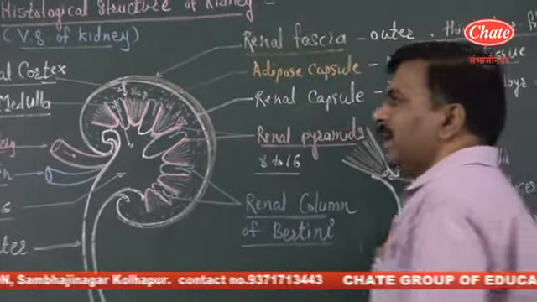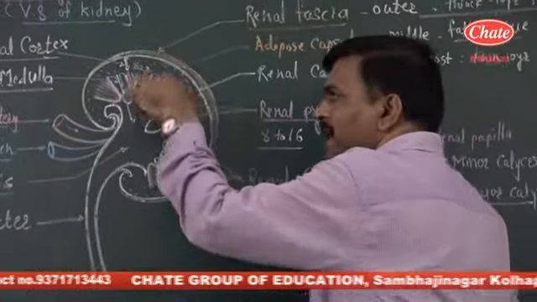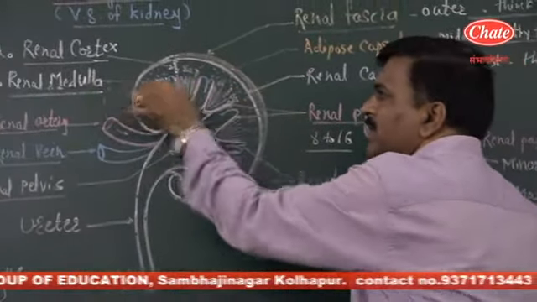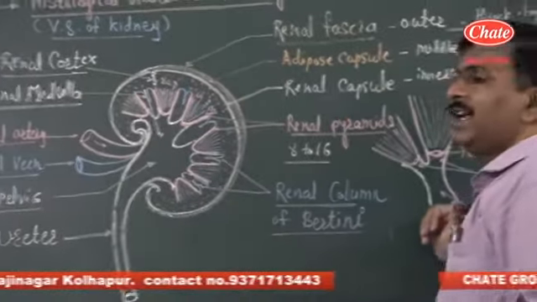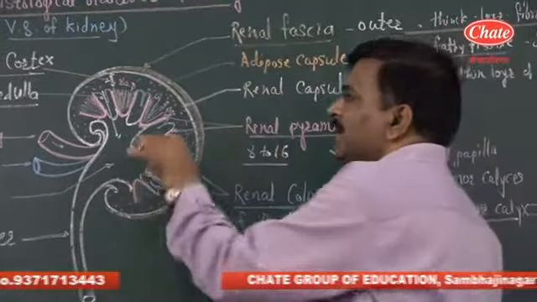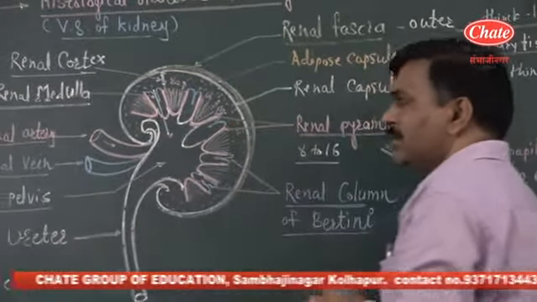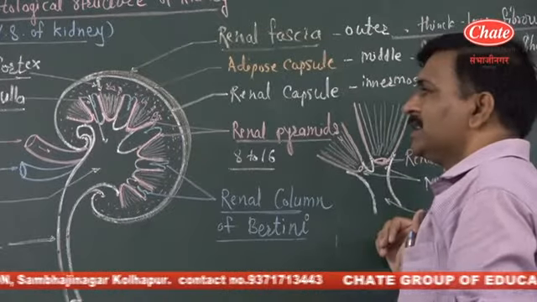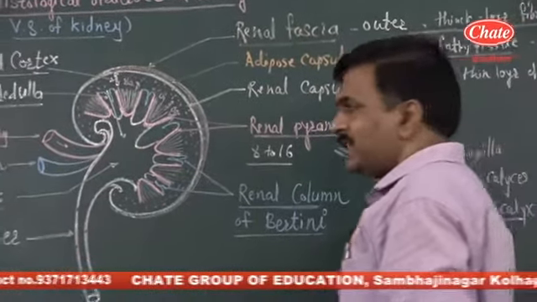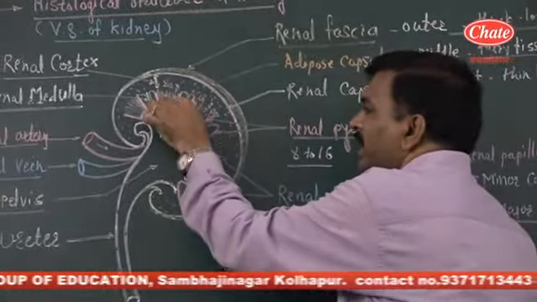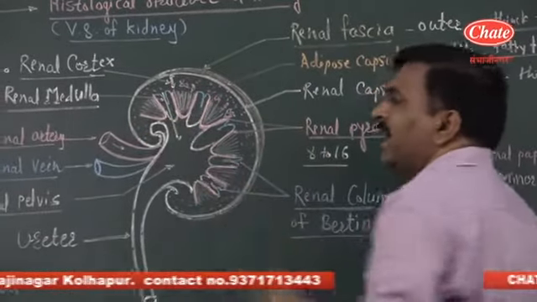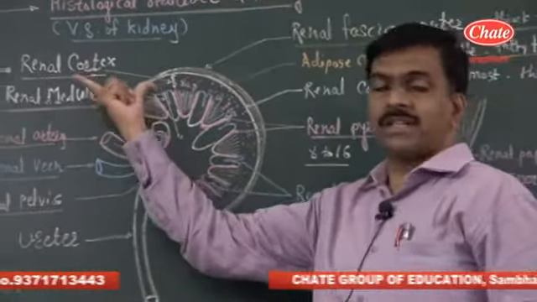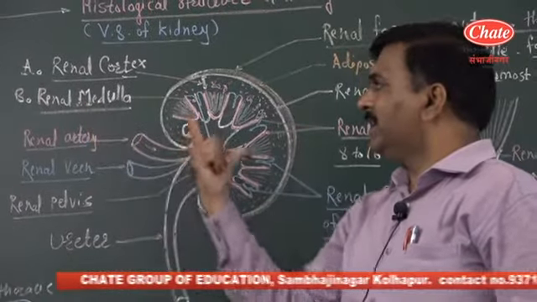This loop of Henle and collecting duct shows a striated appearance, so it is termed striated in appearance, and light red in color because it does not contain blood. Here it contains the renal filtrate, and that's why it is striated in appearance and lighter in color. Renal medulla is striated in appearance and lighter in color.